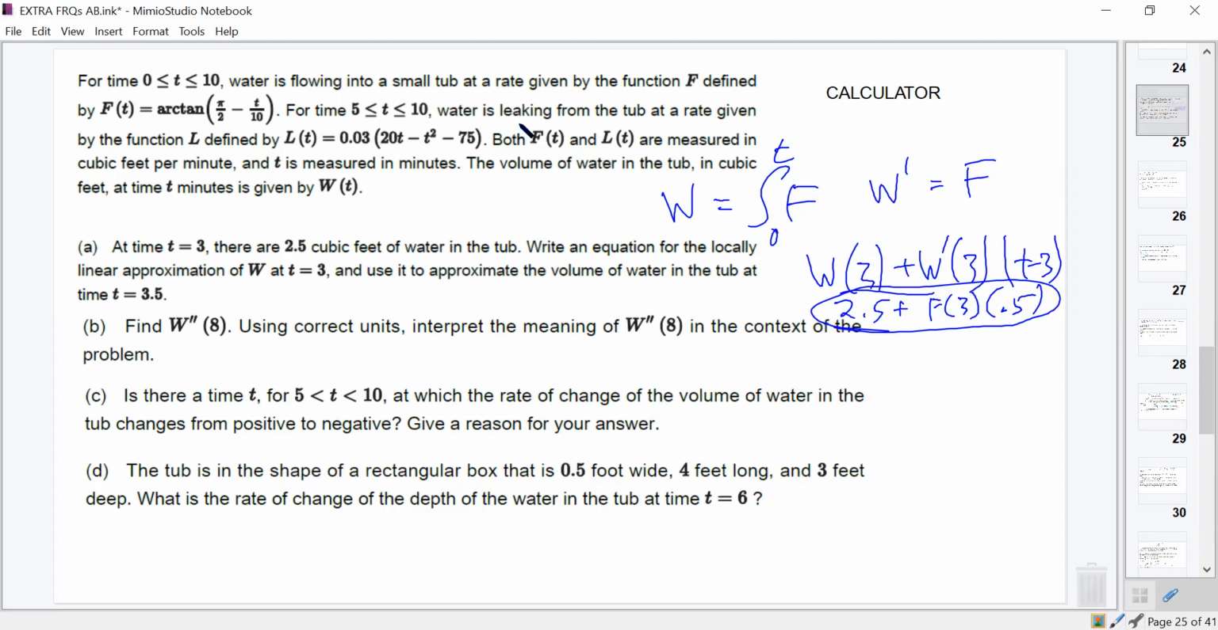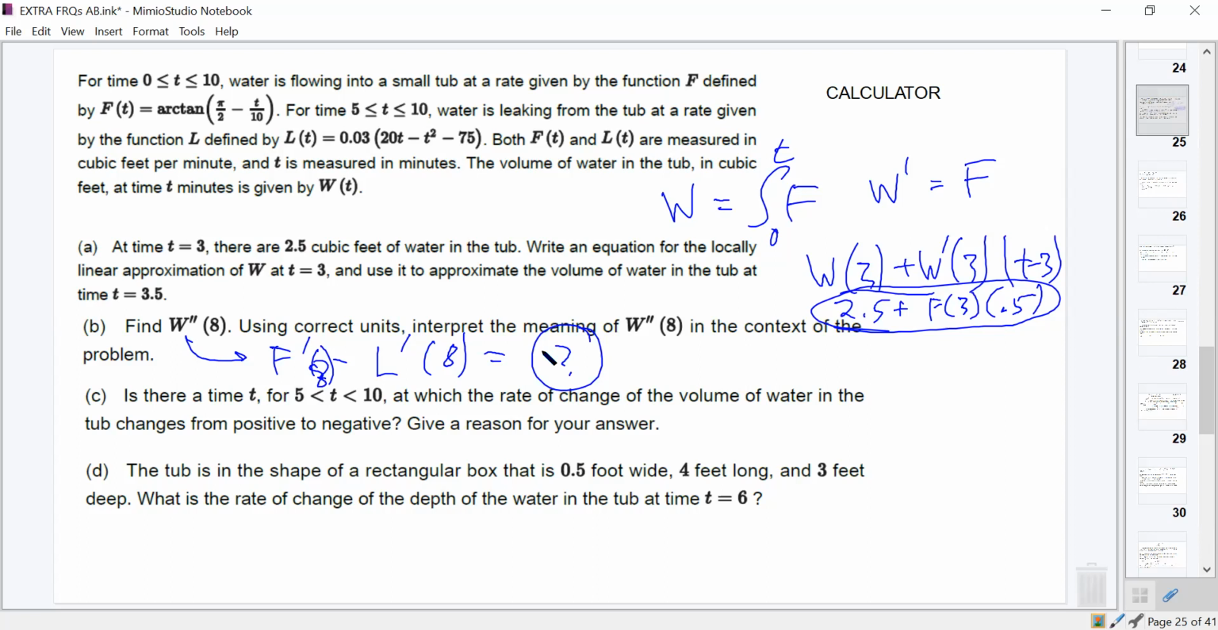now we're concerned with how much water has leaked out of the tank as well. So W double prime ought to be F prime minus L prime, and we'll evaluate both of those at 8. If you're given the function for F and the function for L at 8, you will just use your calculator to approximate both of those and get an answer. So that would be enough work to show for part B, and then you'd have to interpret the meaning of it. And so if you're taking the derivative of some rate functions, it's just the rate at which the rate of change of the volume of water is changing.